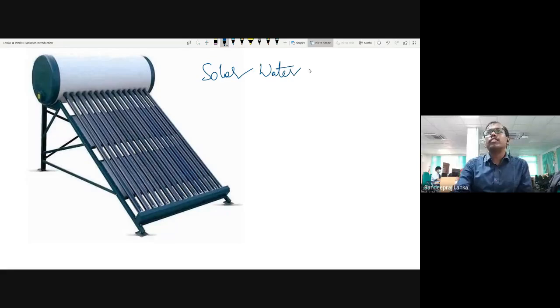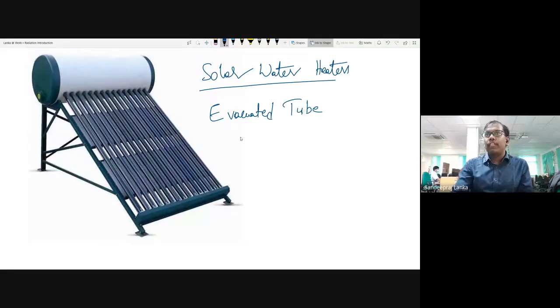There are so many kinds of solar water heaters. This particular thing, what kind of thing is it? Many of the times you will see a plate here. That is called a PV plate, a photovoltaic plate, which collects the solar radiation. But here you don't have that. Here you have a tube, and this tube is called an evacuated tube. This is an evacuated tube solar water heater.